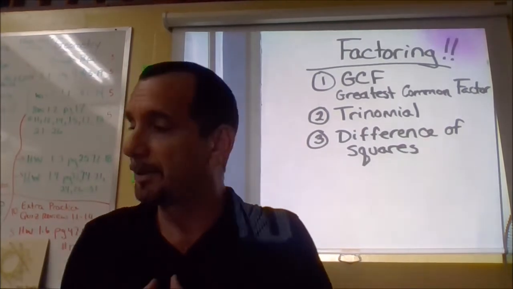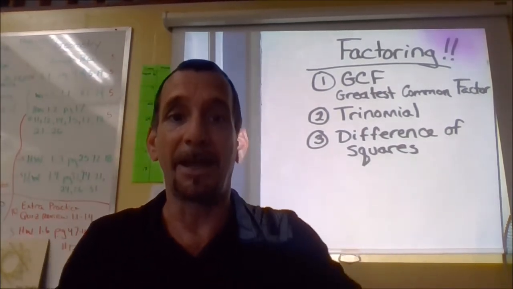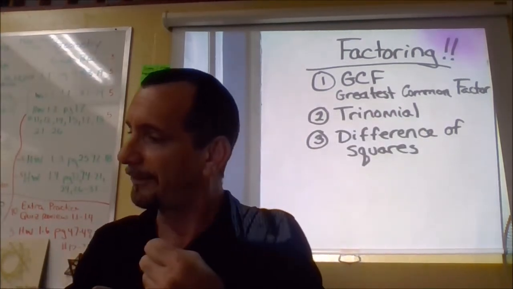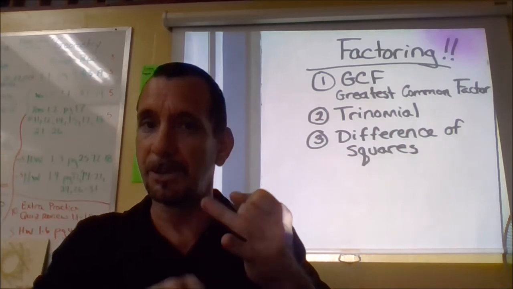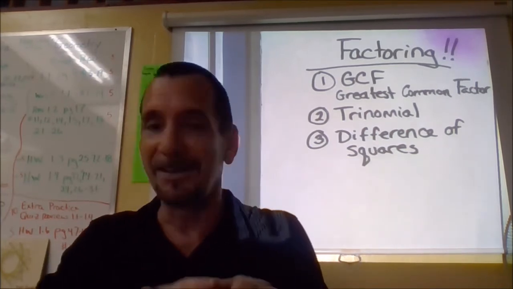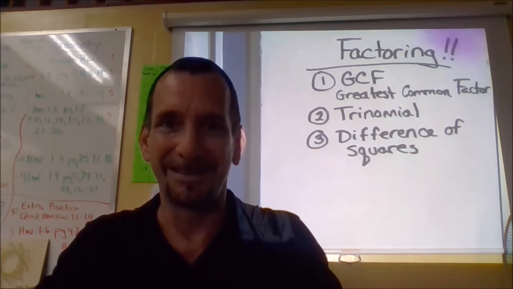So we're going to be doing three types of factoring in this video, and they are listed here. GCF, greatest common factor, trinomials, which you have been working with recently in quadratics, and a difference of squares. So you ready to go? Let's do it.